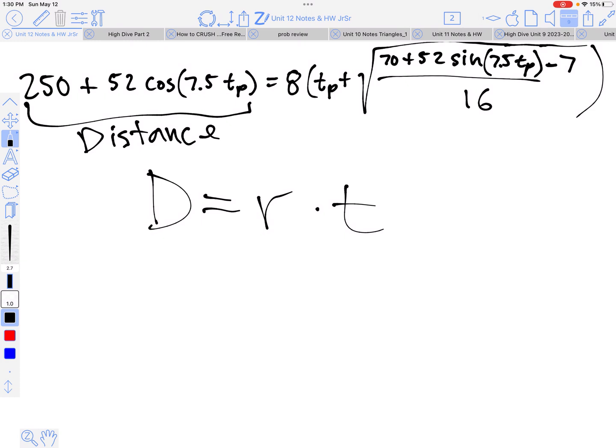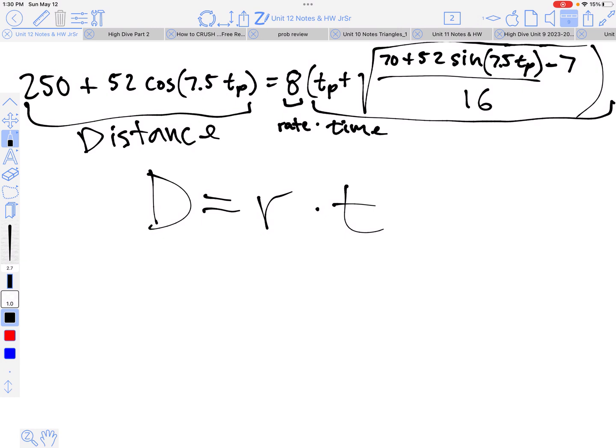So we can know the distance, and then that will be equal to the rate or speed of the car. So here's our rate times, and then if you remember, this finds the time that he's on the Ferris wheel, and then the time that he falls. So that's the total time. Distance equals rate times time.